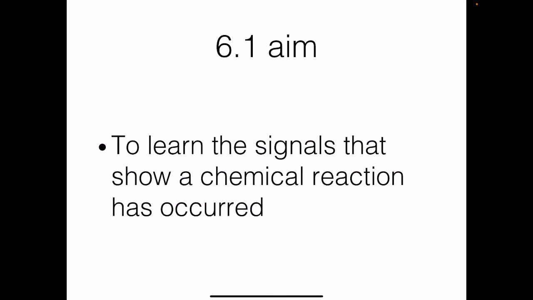In Unit 6, we start to talk about chemical reactions and how to model them using chemical equations. So the chemical reaction is what we would actually see if we were performing this in a lab, while the equation is the written form that represents what's going on in that reaction. So our aim for this section is to first learn the signals that show a chemical reaction has occurred.